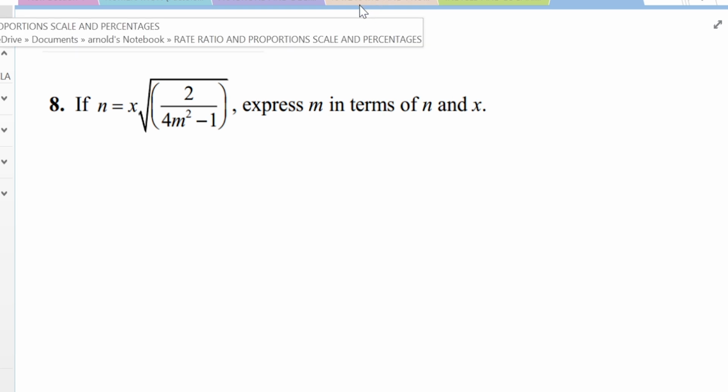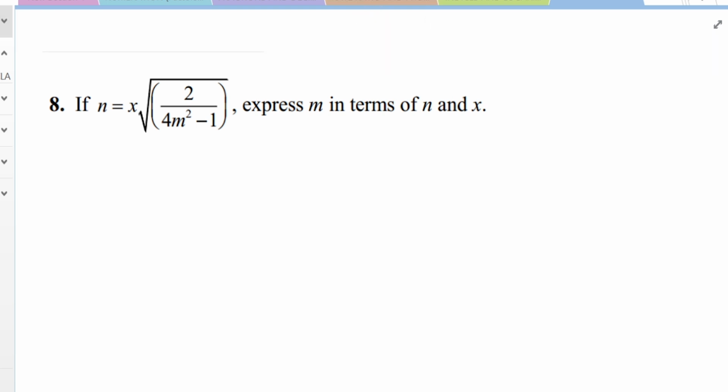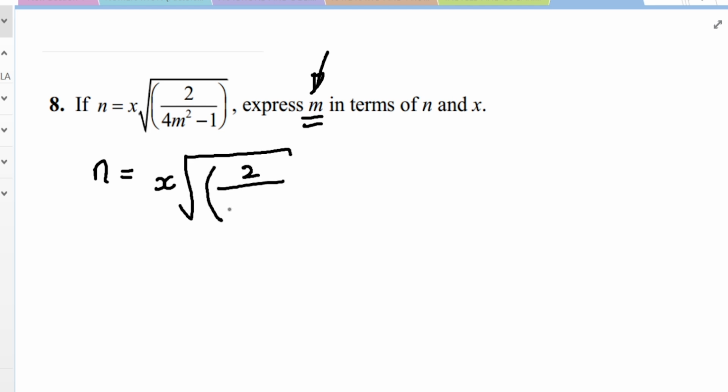So if n is the square root of that expression, express m in terms of n and x. When they tell us to express m in terms of n and x, they're asking us to make m the subject of the formula. So that's what we're going to do. We know that n is given by x times the square root of 2 divided by 4m squared minus 1, something like that. So express m in terms of n and x.